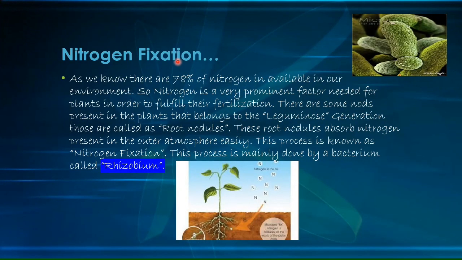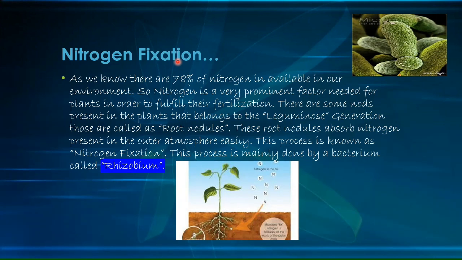And the second factor where microbes are used in agriculture is nitrogen fixation. As we know, there is 78% nitrogen in the atmosphere. As we learned in grade 7, there is a group known as leguminous plants. The plants which belong to the leguminous group have knots in their roots, and we simply know them as root nodules. That we learned in grade 7.